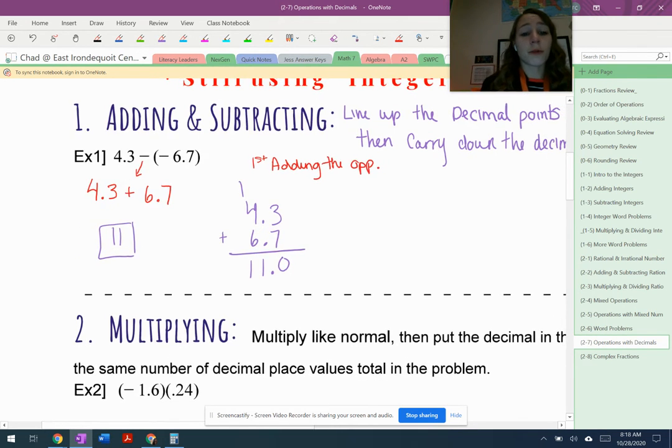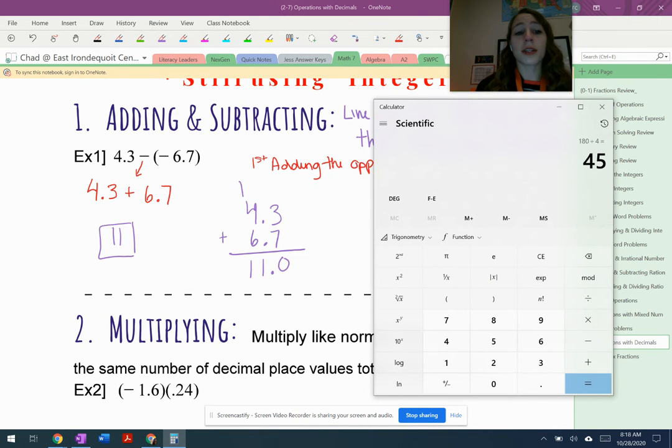And again, if you're putting that in the calculator, you're just making sure that you're using that negative. So 4.3 minus 6.7, boom, getting that 11.